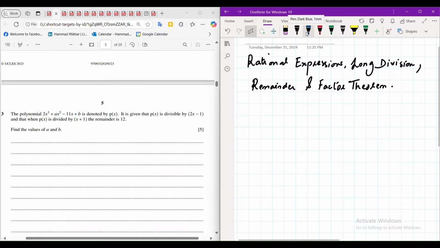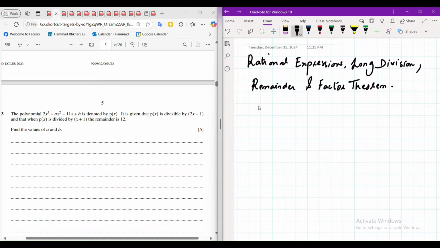So let's start with some past paper questions for the rational expressions, long division, remainder, factor theorem. This is all in chapter algebra of P3 maths. So let's start with a question from October, November 2023, variant 32, and this is question number 3.